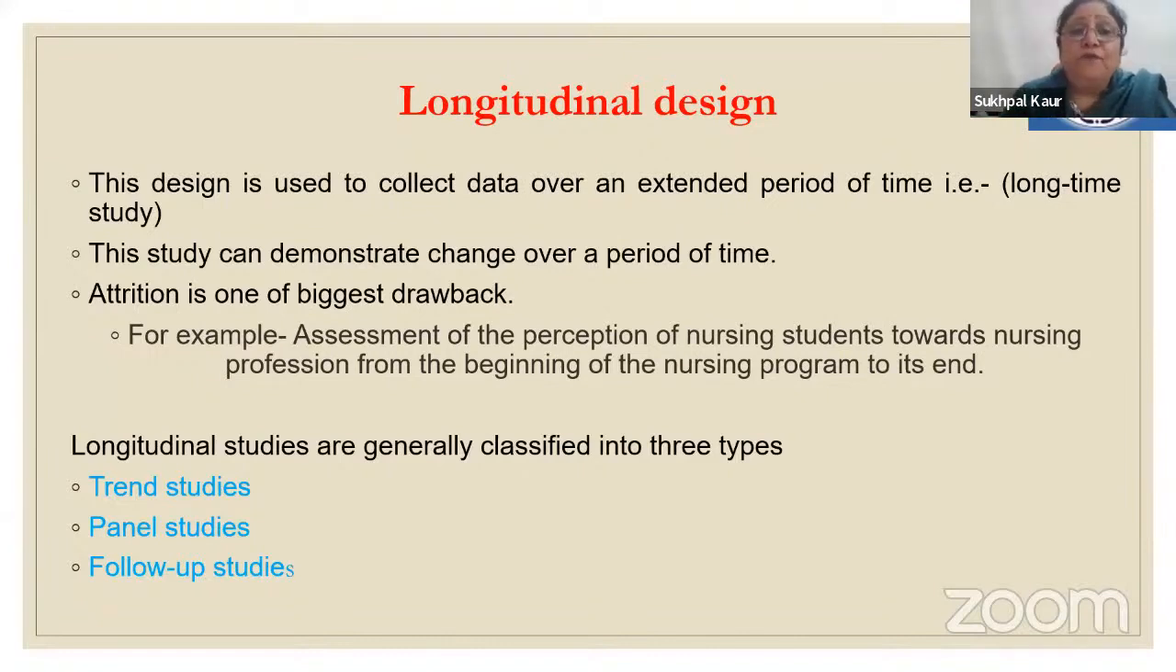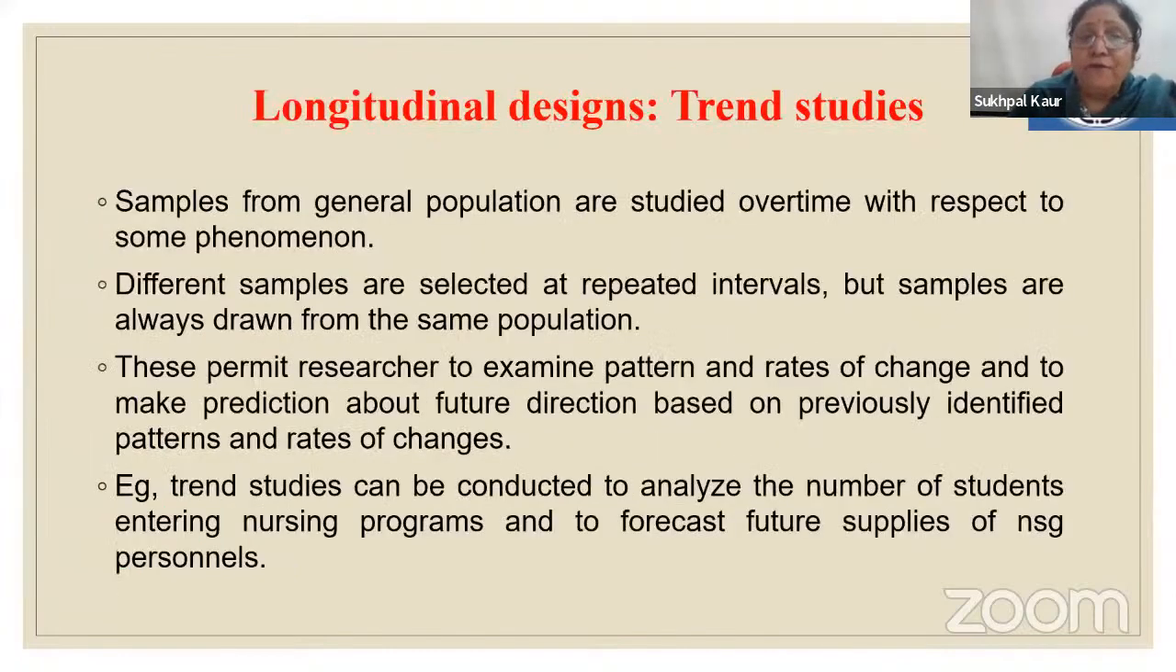There are 3 types of further designs in the longitudinal designs, which include the trend studies, the panel studies, and the follow-up studies. In longitudinal trend studies, samples from the general population are studied over time with respect to some phenomena. Different samples are selected at repeated intervals, but samples are always drawn from the same population. So different samples will be there, but the overall population will remain the same.